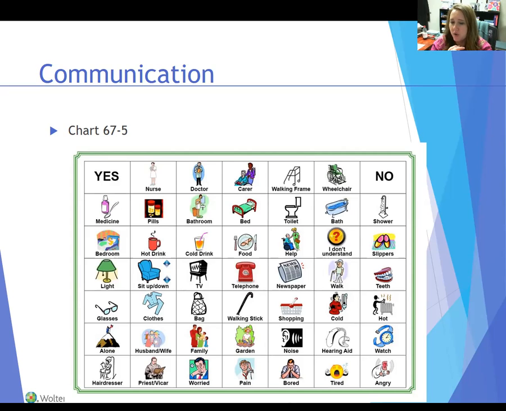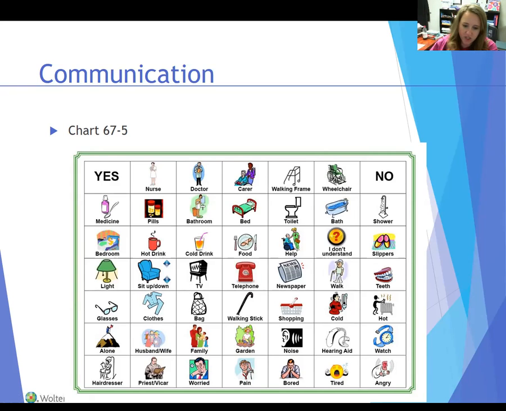Communication board: this is something that we can use when we're going in and trying to talk with these patients that have the expressive problem. We use these a lot on our unit when we have stroke patients. These are dry erase, and we can take it in and they can either point to it or circle it. We have a little pen that they can use.